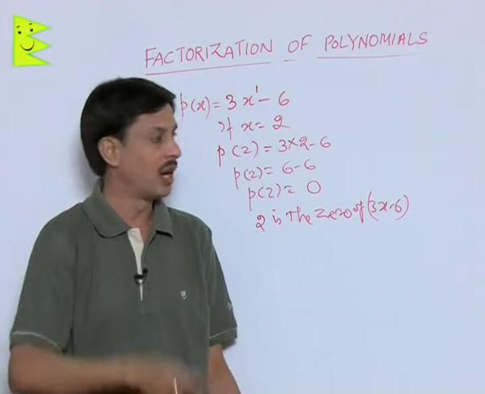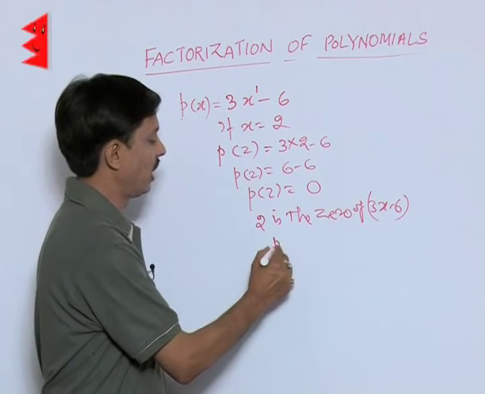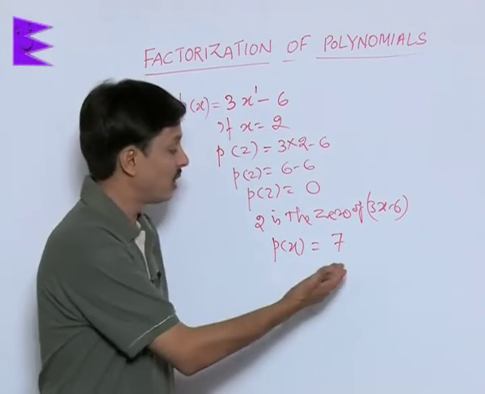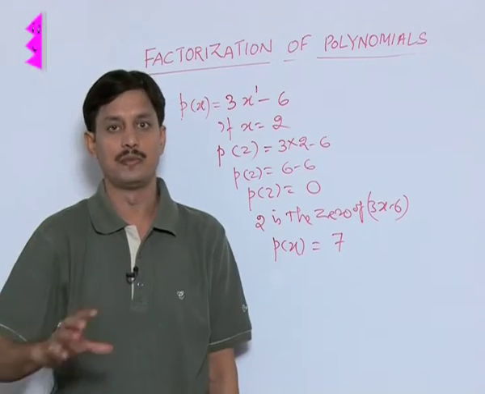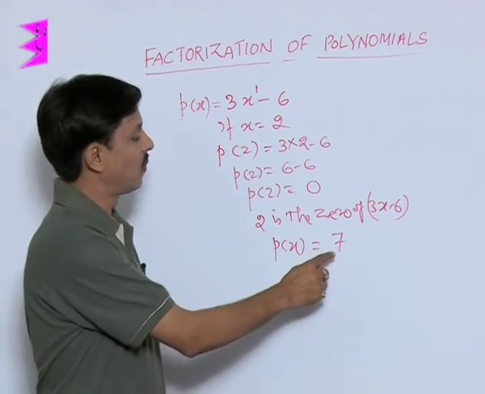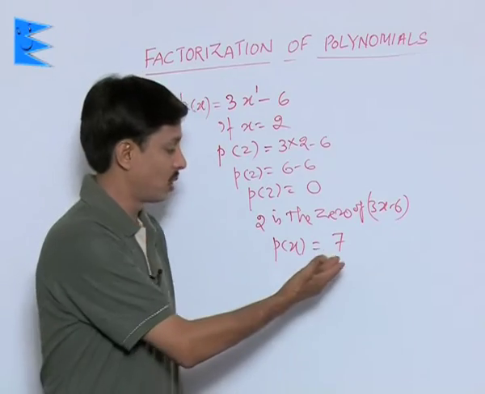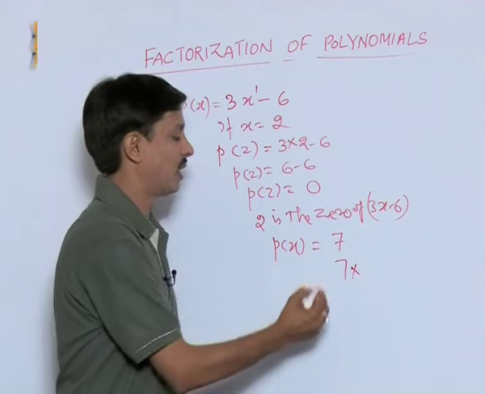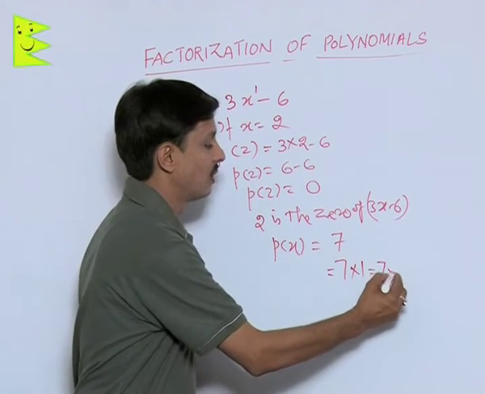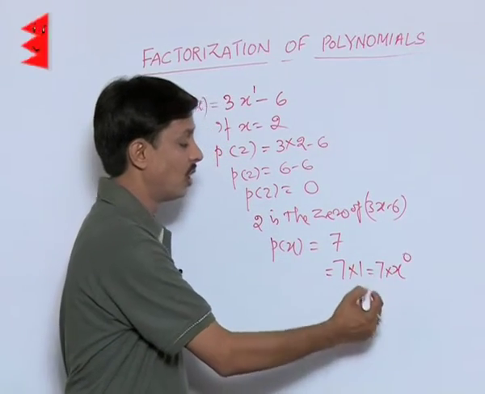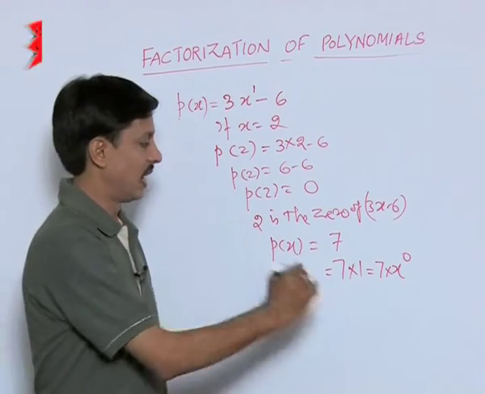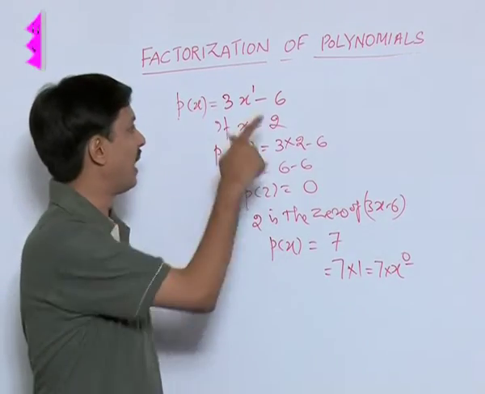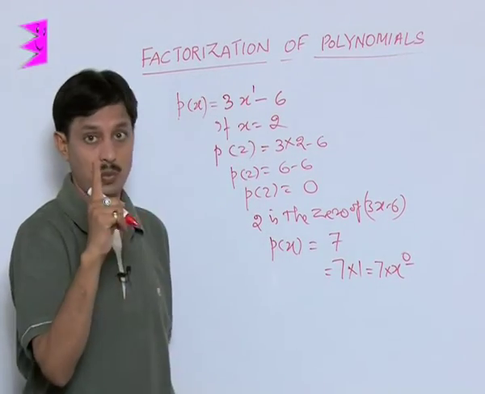If there is a constant polynomial, suppose I say a polynomial p(x) is 7 and I ask you to find or trace or obtain its zeros. It is not possible even to find a single zero because it is a constant polynomial. Its degree is 0 because 7 can be written as 7 into x raised to the power 0. So we can say that it does not have any zero. A linear polynomial, like the example discussed with you, has 1 zero.